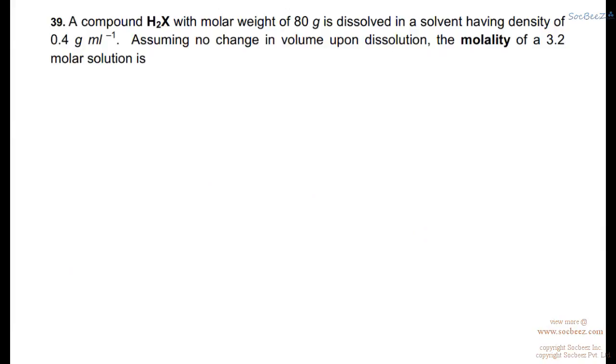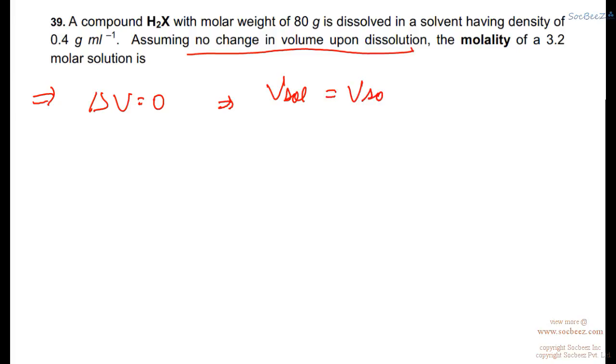The question says a compound S2X with molar weight of 80 gram is dissolved in a solvent having density of 0.4 gram per milliliter. Assuming no change in volume upon dissolution, the molarity of a 3.2 molar solution is, here we are assuming that no change in volume upon dissolution. Therefore, this implies that delta V equals 0, which implies V of solution equals V of solvent. Volume of solution equals volume of solvent.